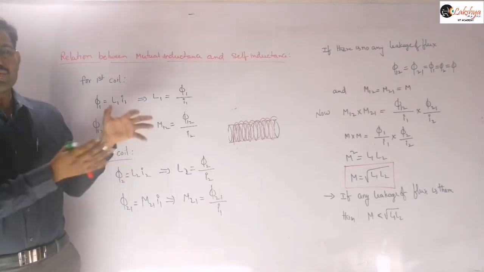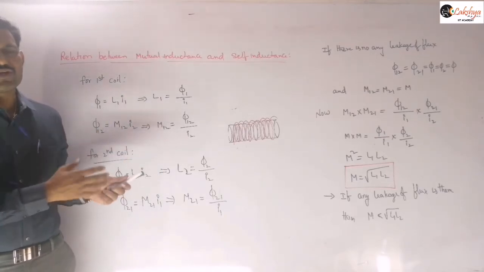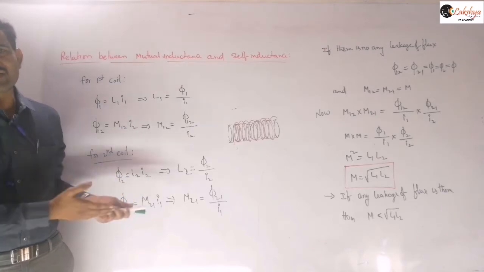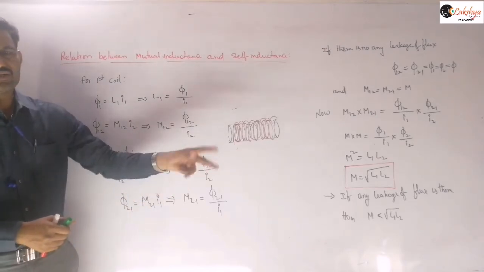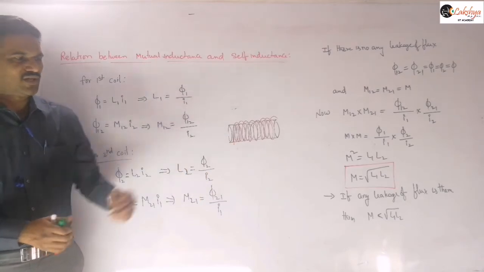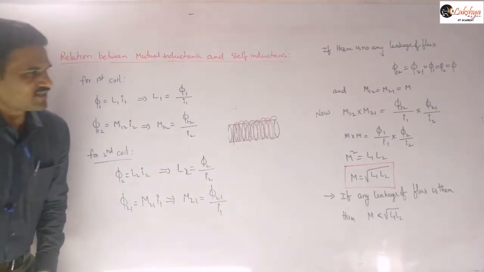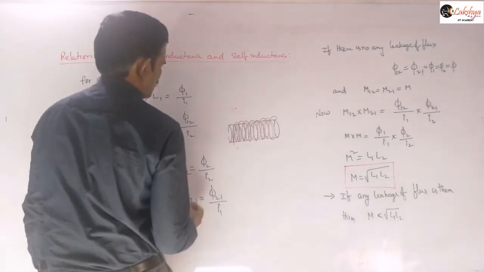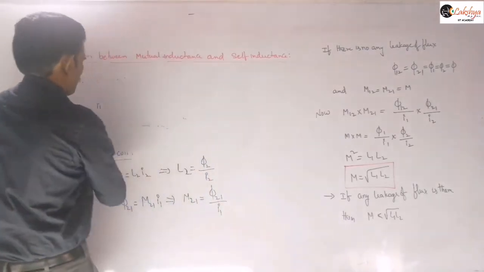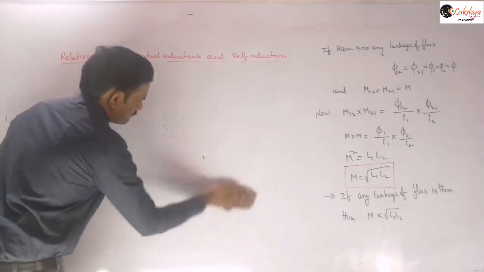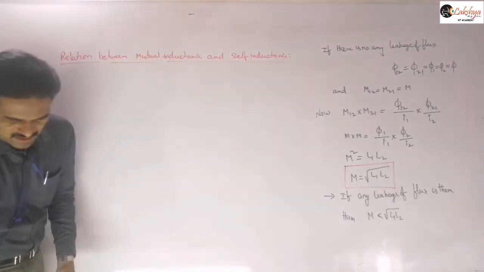Previously we were saying that total flux is linked, but now we are saying that some flux is leaking, and so automatically the mutual inductance will decrease. So the mutual inductance with some leakage will be less than under root L1 L2. And so now we will write this in a generalized formula. So let us see that generalized formula.